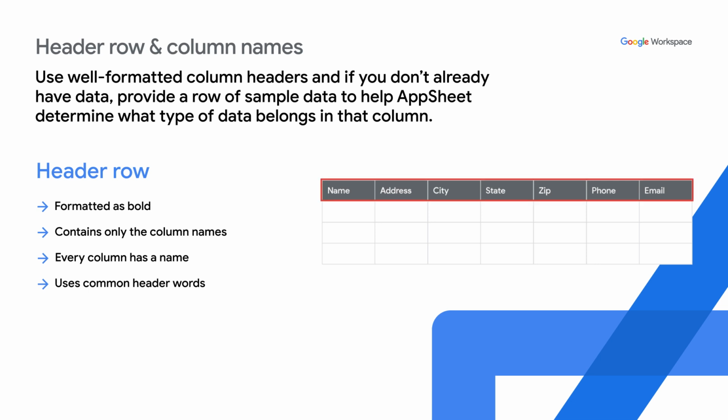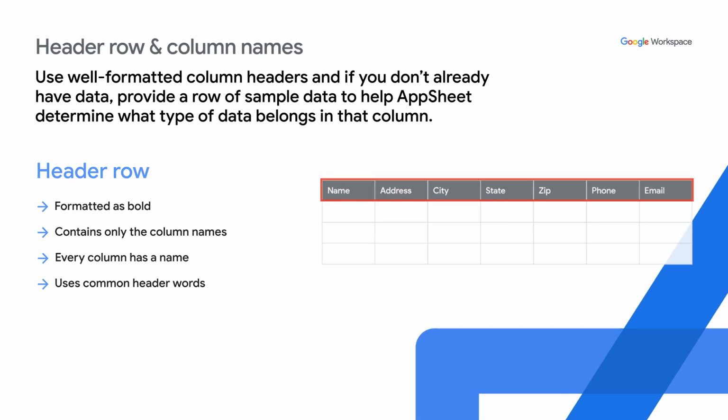First off, header rows. These are like the boss of your table, sitting at the top and telling everyone what's what. Make sure your header row is clear, especially if it's not the very first row in your sheet. You can make it bold and use keywords like name, address, or total, so AppSheet knows it's the header.